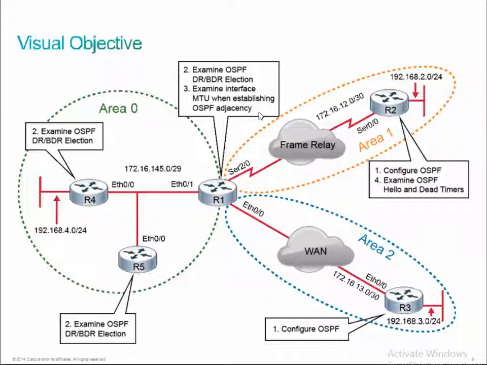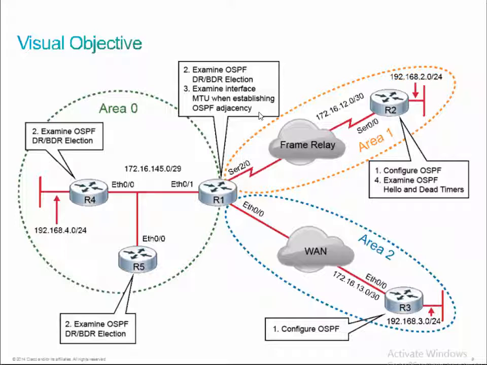So we've got basically five routers in our topology here. R1 is going to be our ABR, because it borders between area 1, area 2, and area 0. So that's our ABR. R4 and R5 are going to be our backbone routers. And R2 and R3 are going to be internal routers inside of area 1 and inside of area 2.